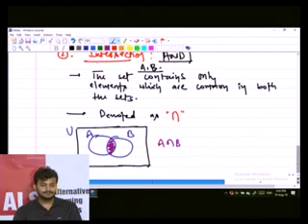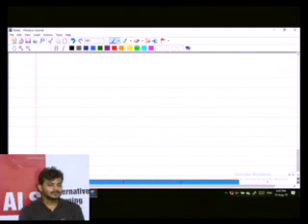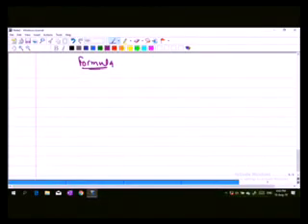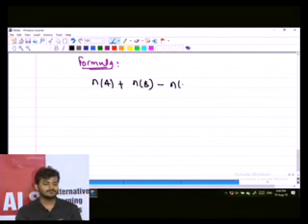All right. Now, can we relate these union and intersection? Yes. So next thing is this formula we will see. The formula is number of elements of A plus number of elements of B minus number of elements of A intersection B. It would be A union B.